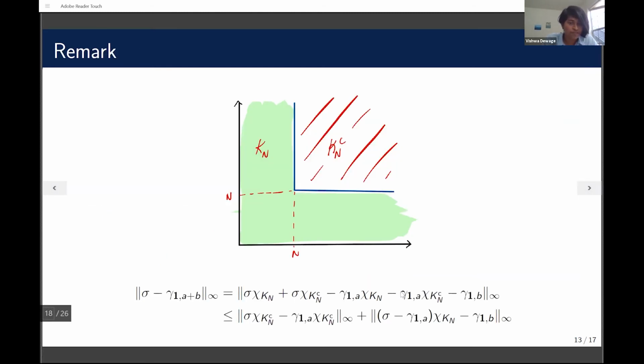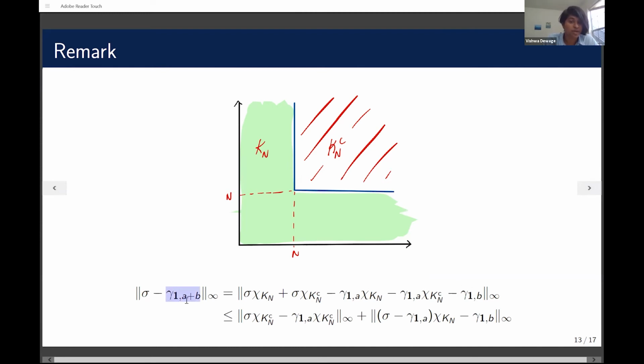Now, if k is equal to 2, the picture is like this. We have Kn complement here and Kn would be this set. Now, if I just look at gamma 1 a plus b, a sum of two symbols, I can write gamma 1 a plus b as gamma 1 a plus gamma 1 b, and I can break down gamma 1 a as gamma 1 a restricted to Kn and restricted to Kn complement. And then just by applying the triangle inequality, I get this bound. From the previous proposition, we get control over this part. So what's left is to control this part.